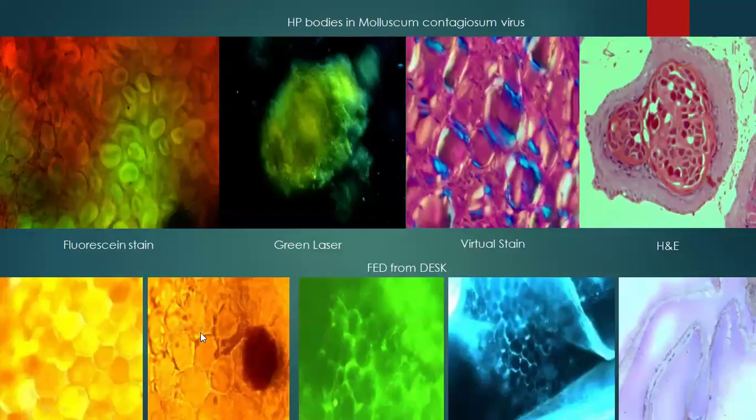Now, this is the DSAEK case which I've already shown you. This is polymegathism within. This is the Fuchs endothelial dystrophy in DSAEK by the laser. This is by what you call virtual staining, and this is the H&E sections. Now, clinically, all of you can diagnose this. These are lattice corneal dystrophy.